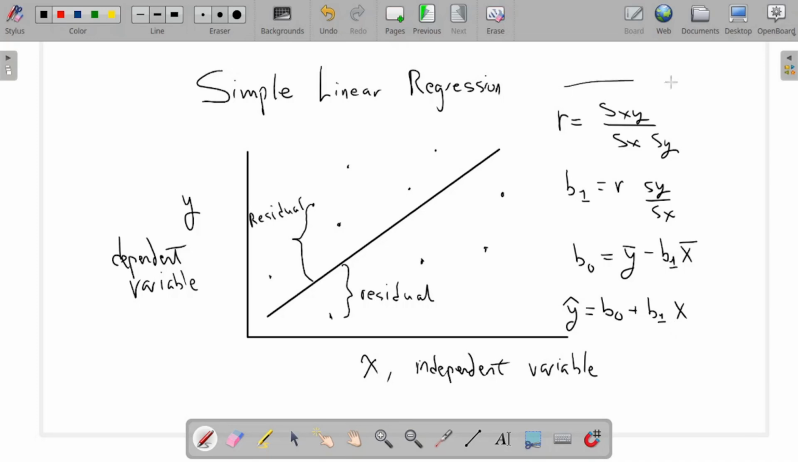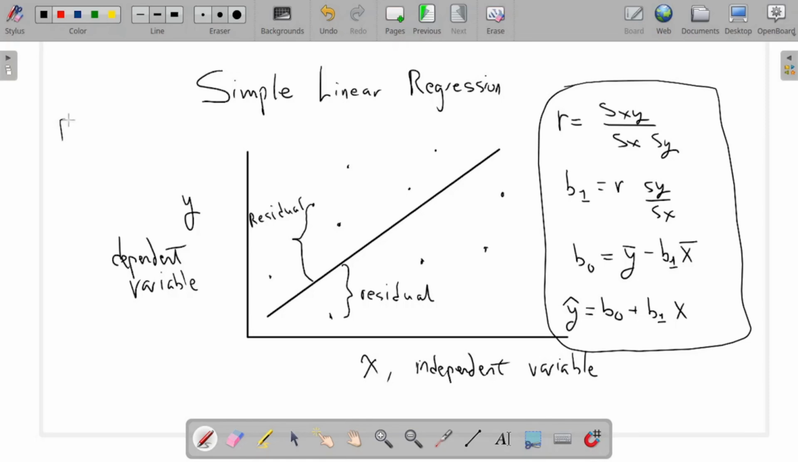These appear on your formula sheet, usually under the heading of bivariate data. The reason we call it bivariate data is we're working with XY pairs. In the scatter plot, each one of these dots represents an observation, and each observation is identified by an X value and a Y value. We'll have more to say about that in just a moment.